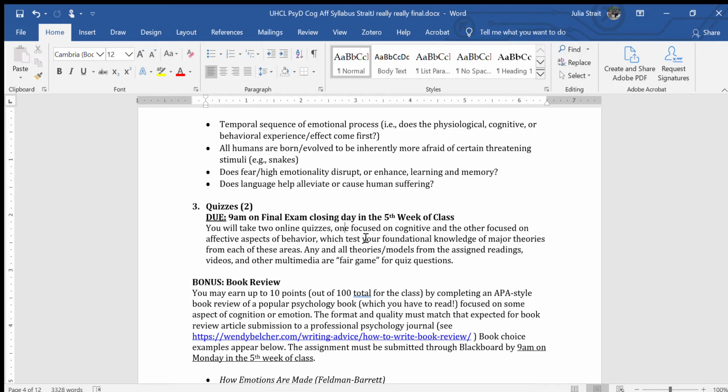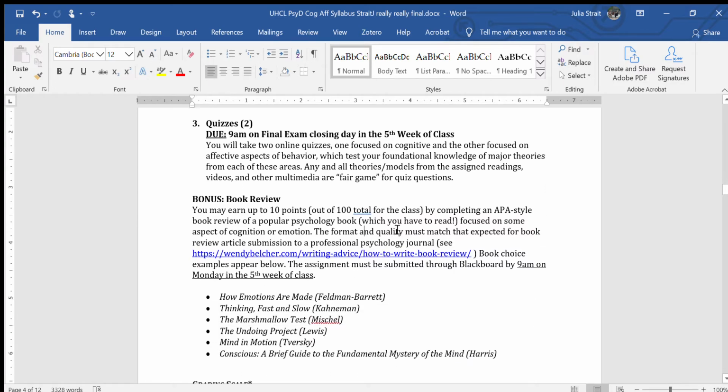All right, bonus. I love bonus points because anytime there's an objective quiz, there's a chance of you being like, that's not fair. And so the bonus allows you to get points back from maybe like a failed quiz, or maybe you had a really bad project grade. You can earn up to 10 points back, so that's like a letter grade. You need to read one of these books or another one that you proposed to me by 9 a.m. Monday on the 5th week of class and critique it, review it, just like someone would for an APA-style journal.